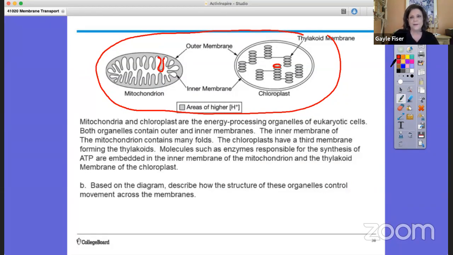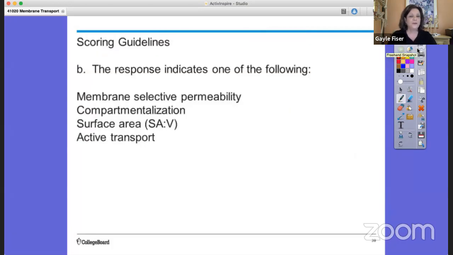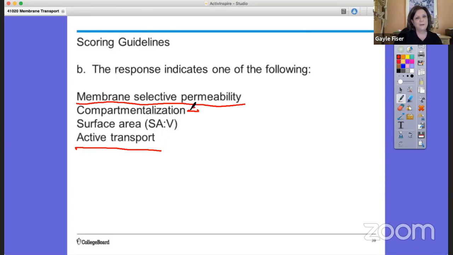All right, so let's check yours against the scoring guidelines. And you could have said any of the following. I would have said this one, selective permeability, and then I'd probably bring that in. We haven't talked about compartmentalization yet. I'm going to do that on the next lesson. Compartmentalization will fall in at the end of that. And then surface area to volume, you just did this yesterday with Ms. Kate. All right, so I hope you said at least one of those things.